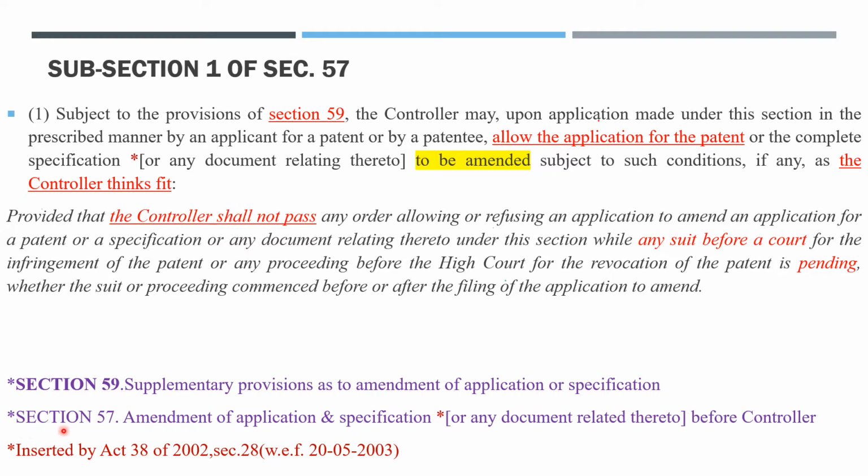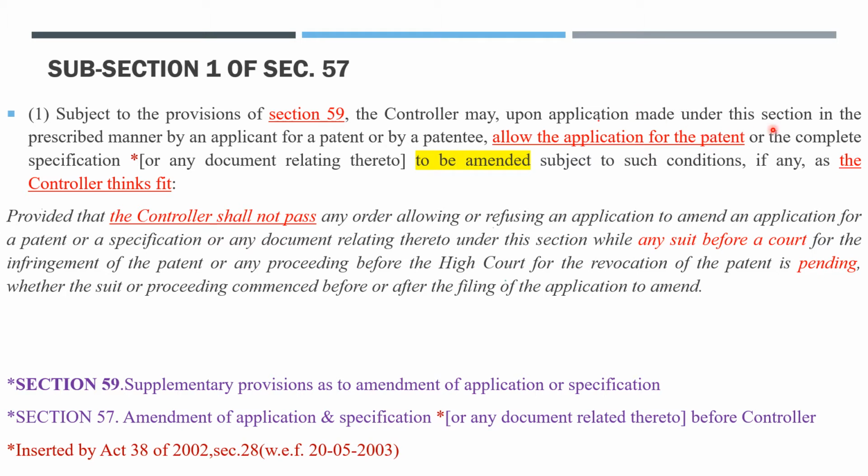This section means section 57, and the title for section 57 is Amendment of Application and Specification or any document related thereto before the controller. Here the single star indicates that this particular key term or key phrase within the brackets is inserted by Act 38 of 2000 to section 28, with effect from 20th May 2003. Fine. Now we will proceed.